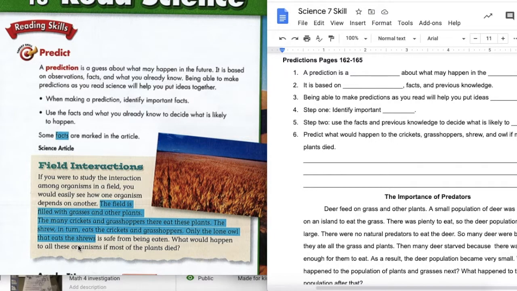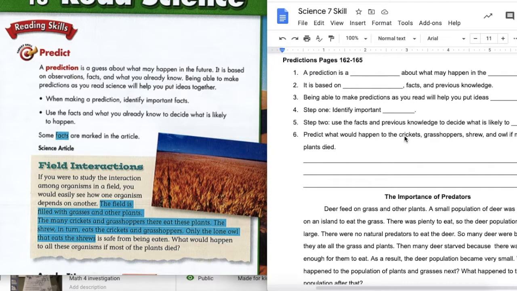Only the lone owl that eats the shrew, fact 4, is safe from being eaten. So in this field, there's not a predator that eats an owl. What would happen to all these organisms if most of the plants died? So guys, here's your chance. You're going to predict what would happen if all the plants die.